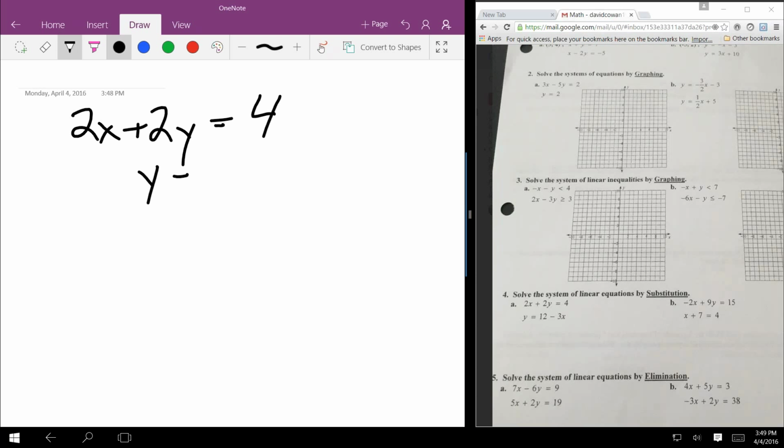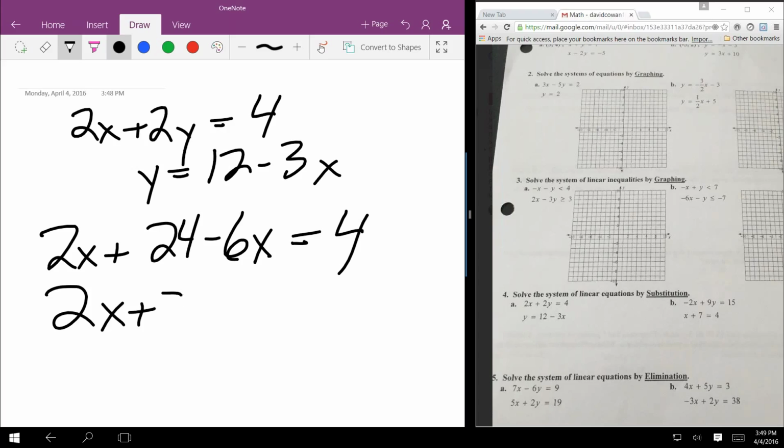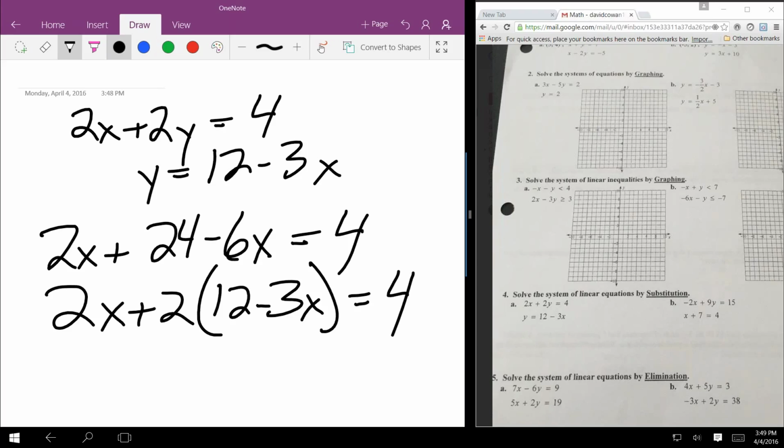Solve this by substitution. Tell me what the next line to write is. 2x plus 24 minus 6x equals 4. Yeah. I actually prefer you to write it like this. Now, I know you're smart enough that you can do the math 2 steps at once in your head, but if you want to cut down on mistakes, this is the better way than this. Because occasionally when you do that in your head, next time you're going to want to do 3 steps in your head, and you're going to open up the possibility of mistakes.